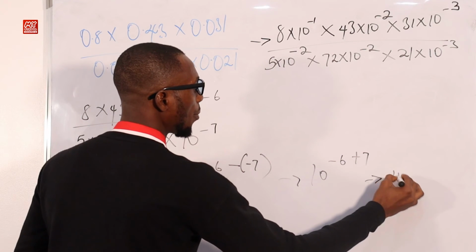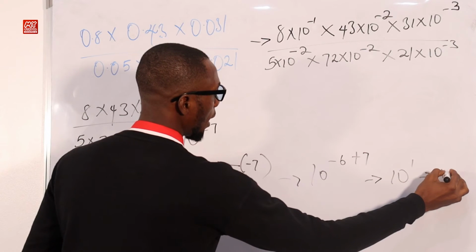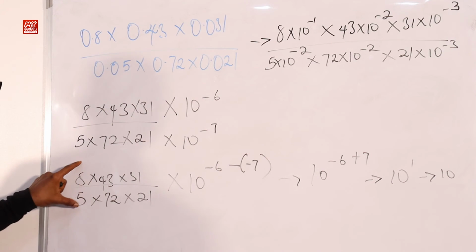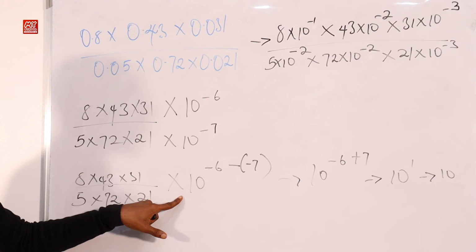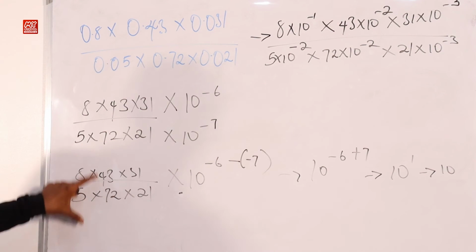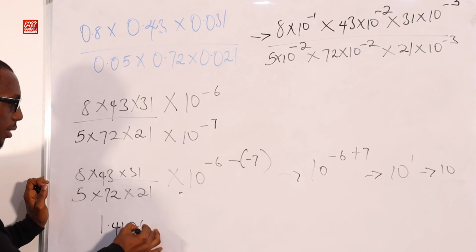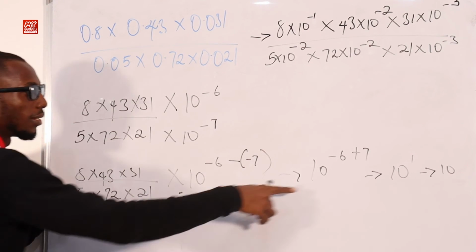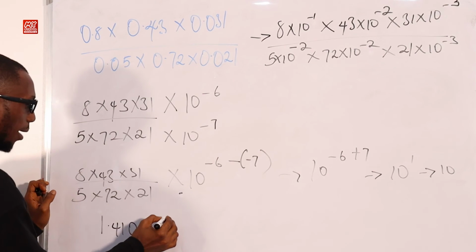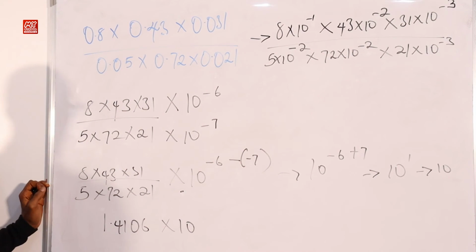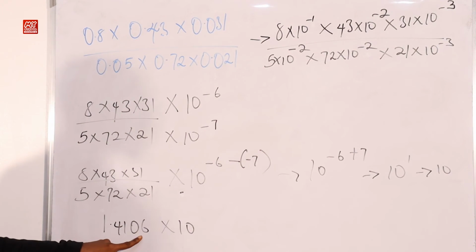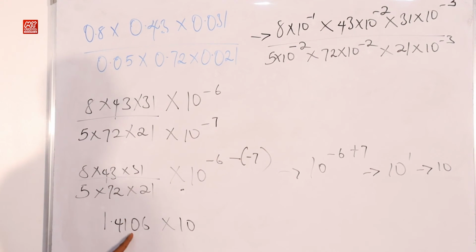So that tells you 10 raised to power 1, or 10. So whatever we are doing now has to be multiplied by 10. So when we divide this, we would have 1.4106. All right, now we've simplified this and we know it is times 10 raised to power 1, or times 10 itself.